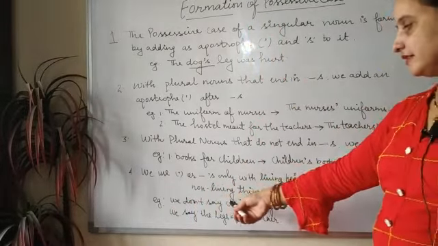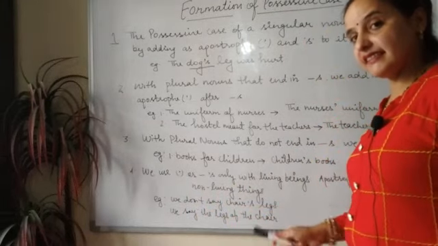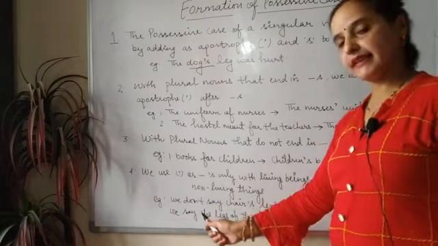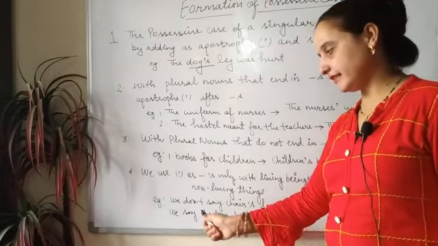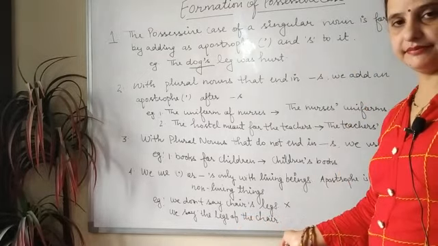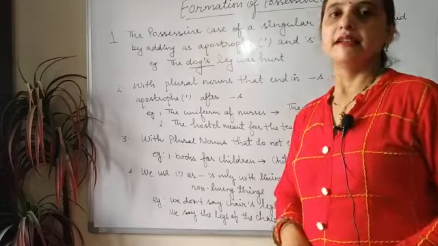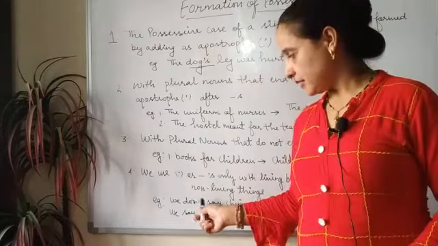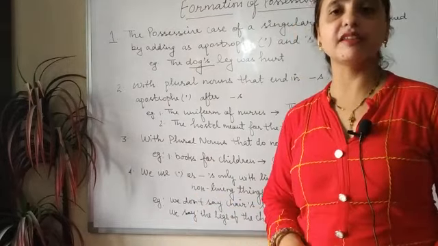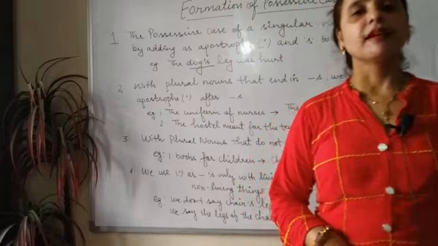You can see the example here. We do not say chair's legs. That is a wrong sentence. It is wrong. The correct sentence, the right sentence, is we say the legs of the chair. This is the correct sentence. Students, remember this point carefully. We do not use apostrophe s with non-living things. We use it only with living things.